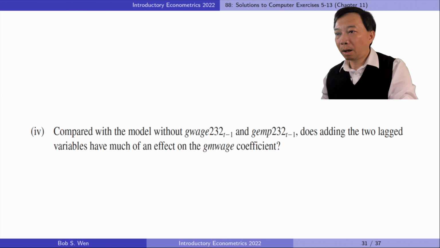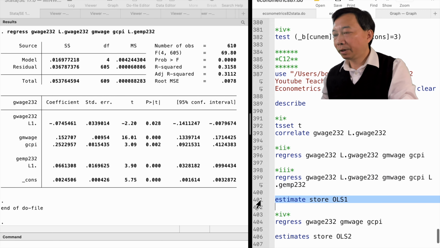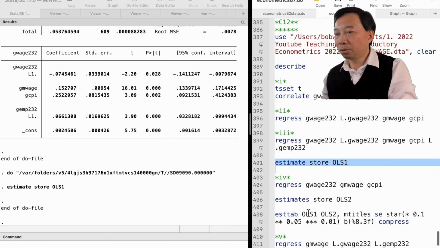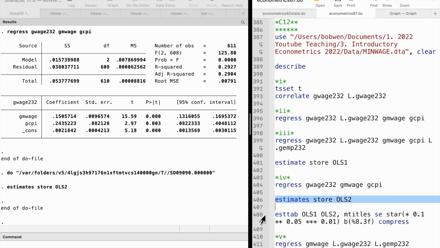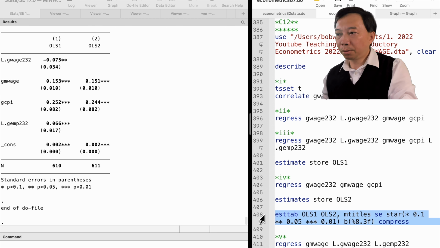In part 4, compared with the model without the two lagged variables, does adding them have much of an effect on the growth in the federal minimum wage coefficient? We can store the estimates from the two models and then compare them in a table. Adding the two lagged variables does not change the coefficient on the minimum wage growth variable much.